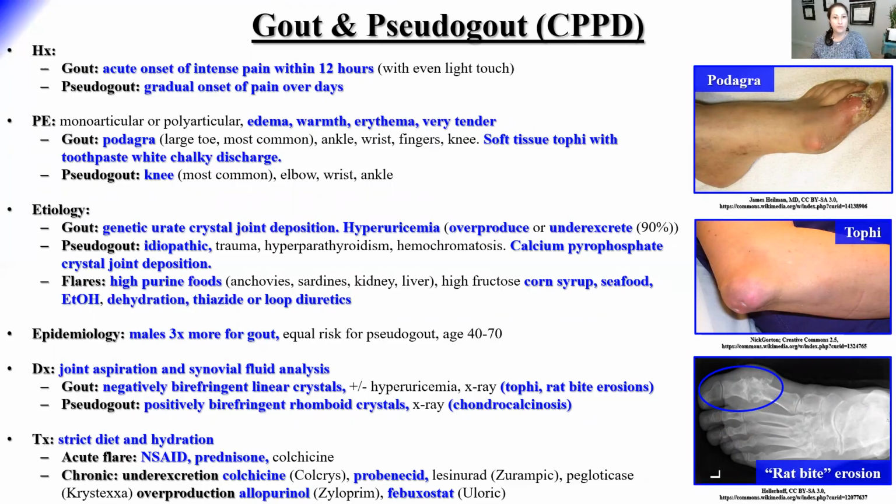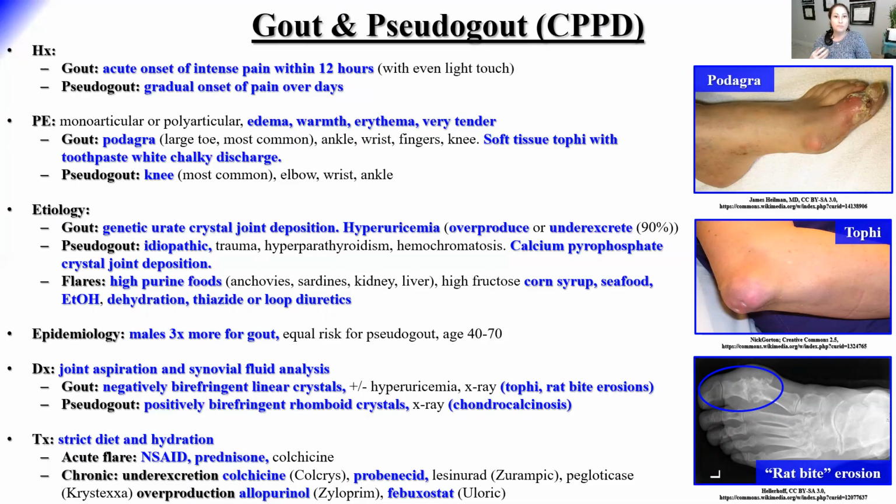In pseudogout, this is going to be more of an insidious, gradual onset of symptoms that can occur usually over days. Both of these have a very similar physical presentation, and they can affect one joint or many joints, but it's going to be a red, hot, swollen, edematous joint, and it can look like infection.